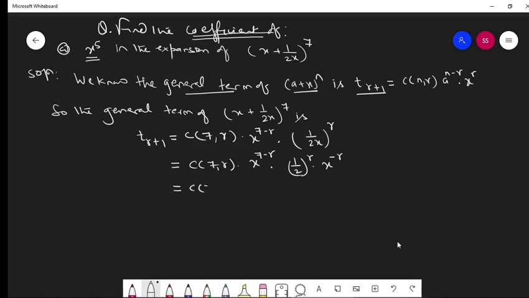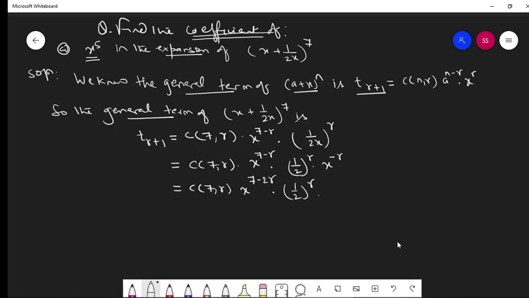Then 7Cr x^(7-r) and x^(-r) gives x^(7-2r) times 1/2^r. Yes, this is the general term of that. Now we have to find x to the power 5 in the expansion. We have to find the coefficient of x to the power 5.